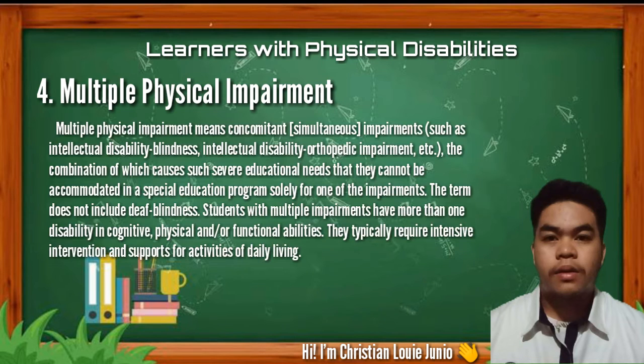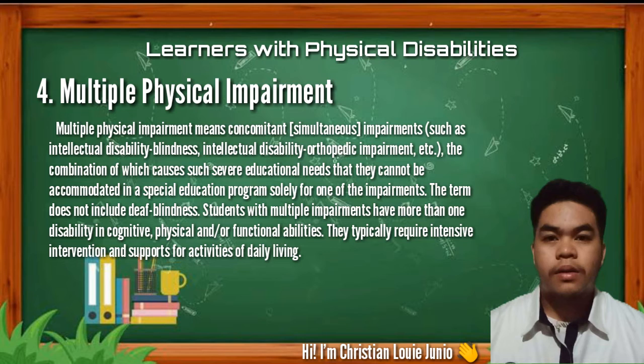Multiple physical impairment. Multiple physical impairment means concomitant, simultaneous impairments, such as intellectual disability-blindness, intellectual disability-orthopedic impairment, etc., the combination of which causes such severe educational needs that they cannot be accommodated in a special education program solely for one of the impairments. The term does not include deaf-blindness. Students with multiple impairments have more than one disability in cognitive, physical, and/or functional abilities. They typically require intensive intervention and support for activities of daily living.